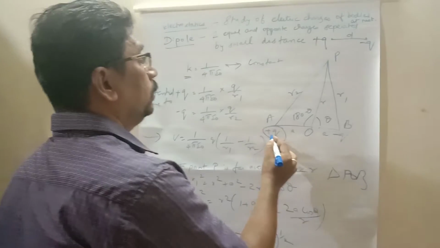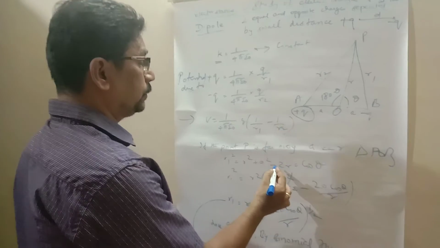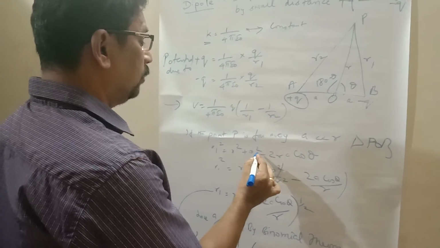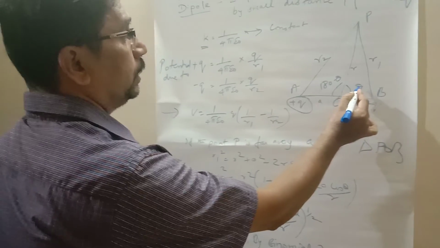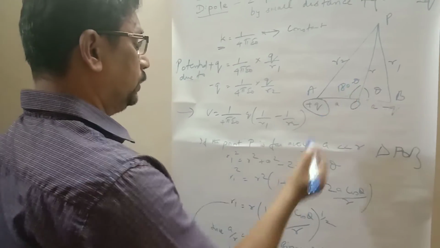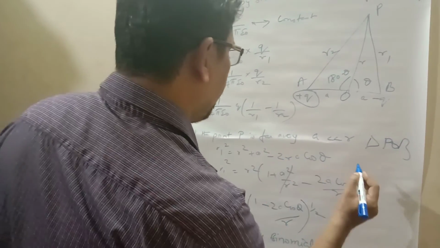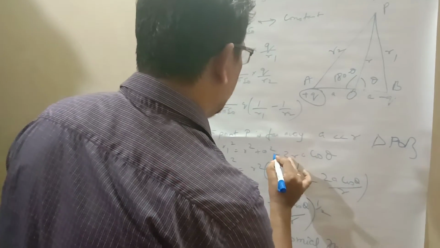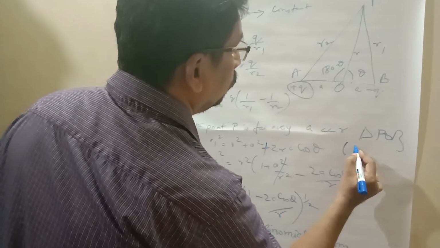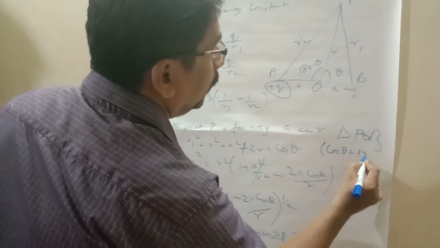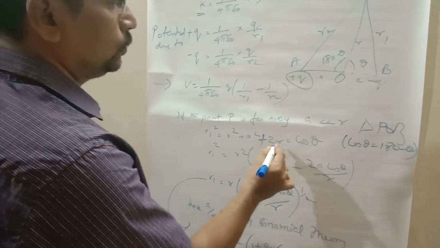Similarly for triangle AOP, the formula slightly changes. Here, instead of theta, the angle is 180 minus theta. Since it is 180 minus theta, the sign changes and the value becomes plus 2 r a cos theta. That is, since cos of 180 minus theta equals minus cos theta, the expression becomes r square plus a square plus 2 r a cos theta.